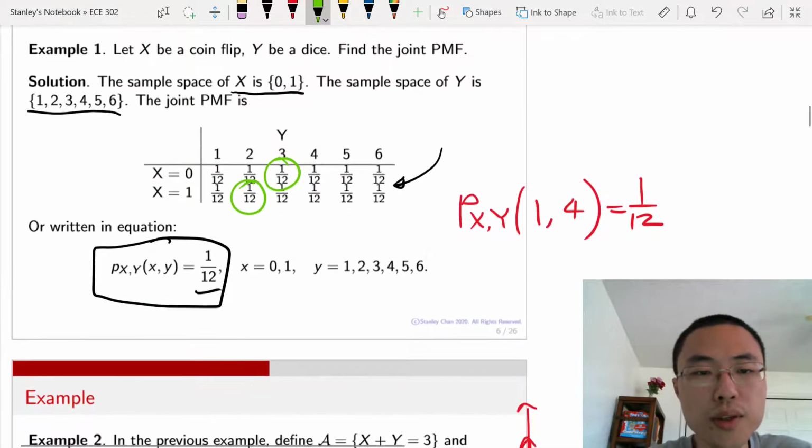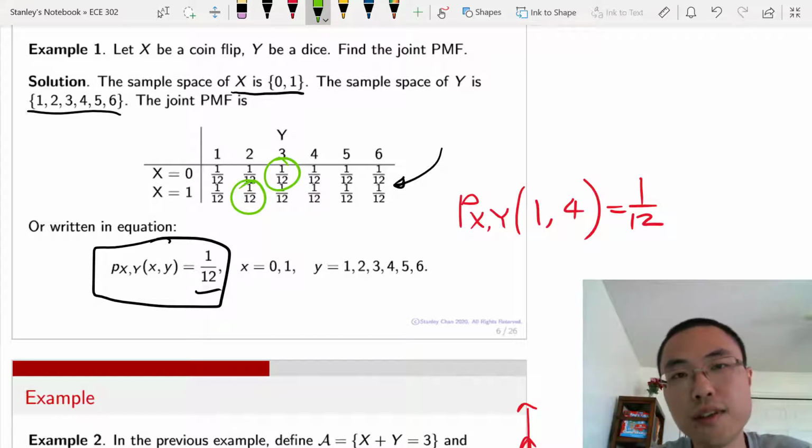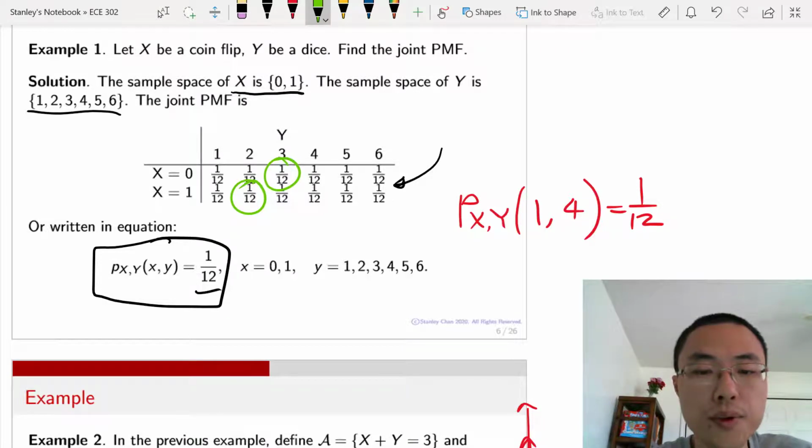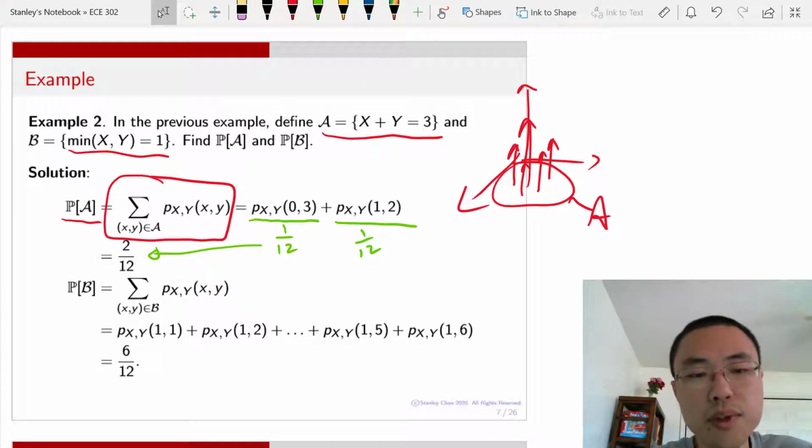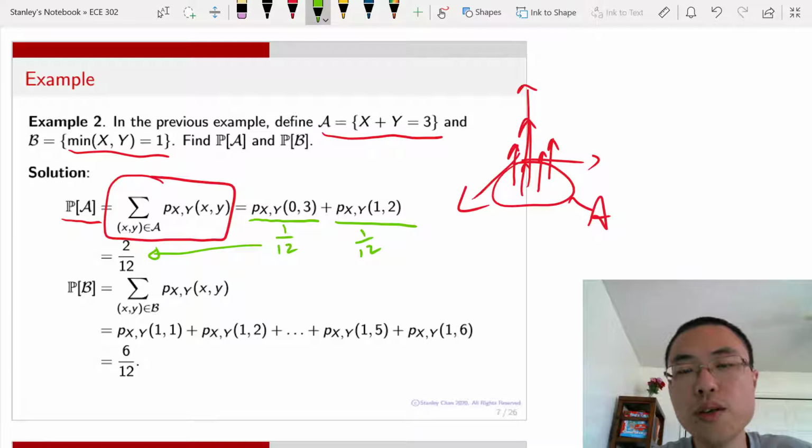Are there other possibilities? No, because if x is 0, y is 5, then the sum will give you 5. X is 1, y equals 1, the sum will give you 2. So that will never give you a 3. Okay, and therefore the probability of this event A can be written as the sum of these two impulses. Each of them is 1 over 12, and so you add up, you have 2 over 12.